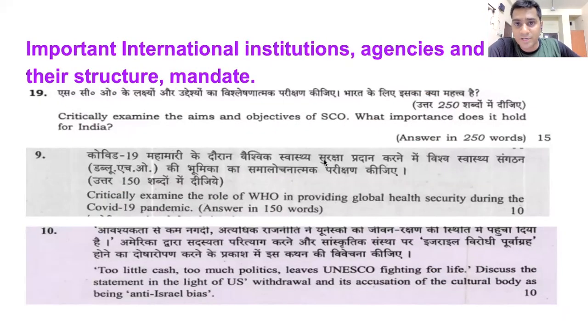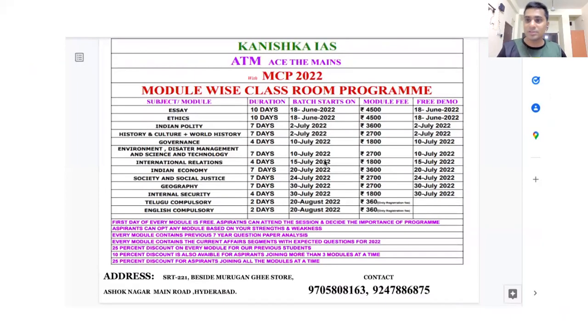Look at this, important international institutions. Again, I have not compiled it exhaustively. I have just shown it as an example: SCO, WHO, WTO, UNESCO. These are the things, right?